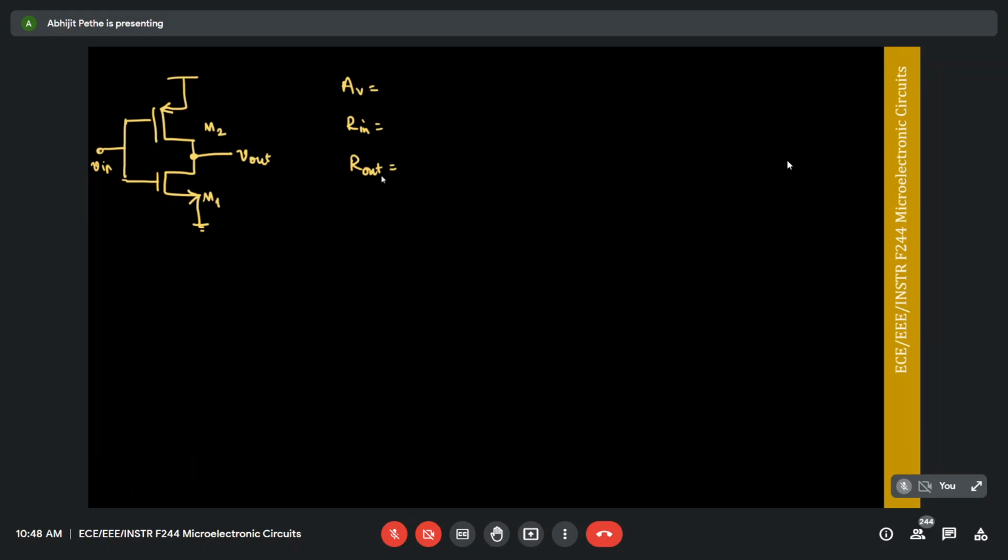So that's where my doubt was. Won't it be like GM1 minus GM2 into R0 parallel? Minus or plus? I was actually getting confused with the minus. That's right. But that's what I'm asking you. Why are you getting confused?